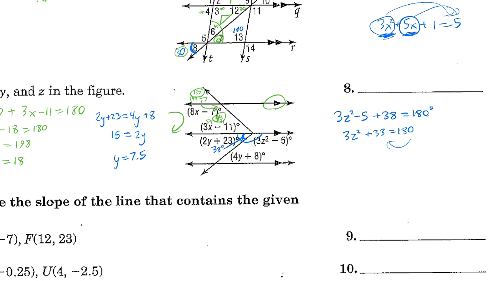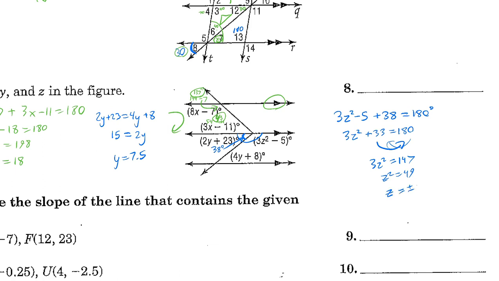But here we can isolate the z squared. You could just move this over there and get 3z squared equals 147. Divide by 3, you get z squared equals 49. Square root both sides, and you can't forget a plus or minus. z is plus or minus 7.